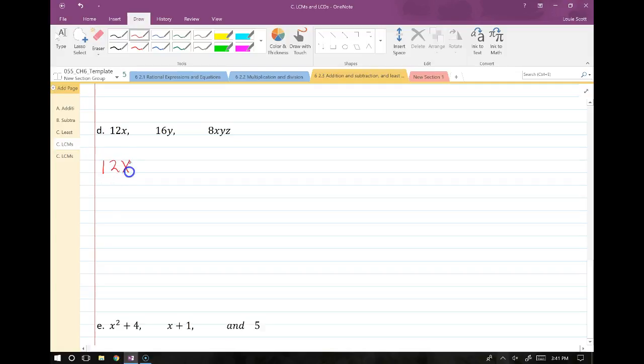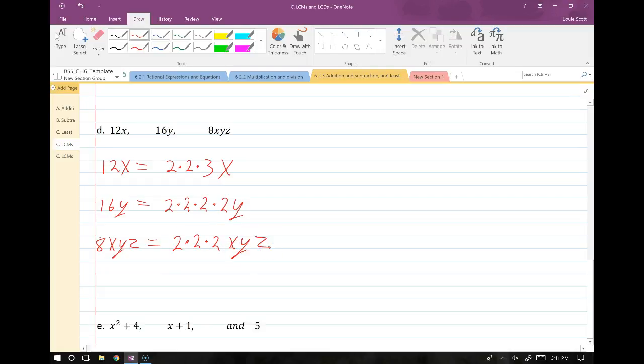So we have 12x, 16y, and 8xyz. So 12x breaks up into 2 times 2 times 3. Good. What does 16 break up into? 2 times 2 times 2 times 2. And of course, 8 is 2 times 2 times 2. x, y, z.